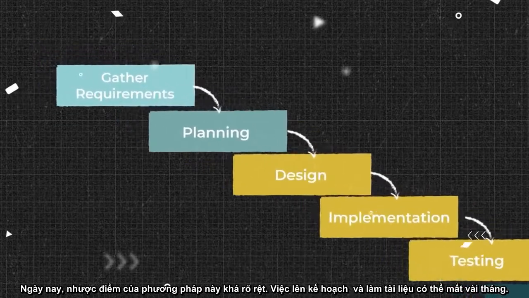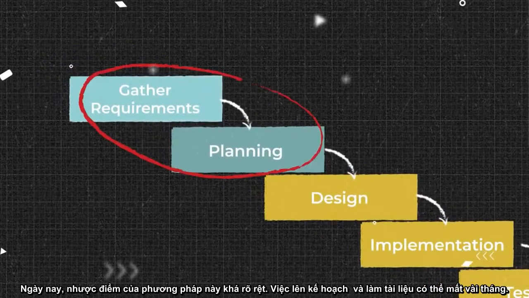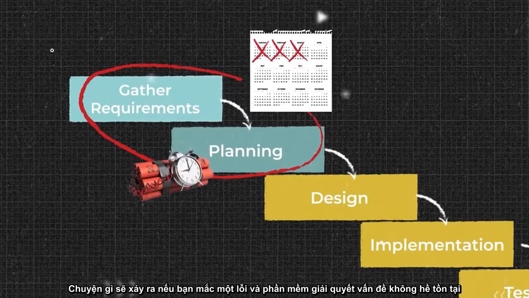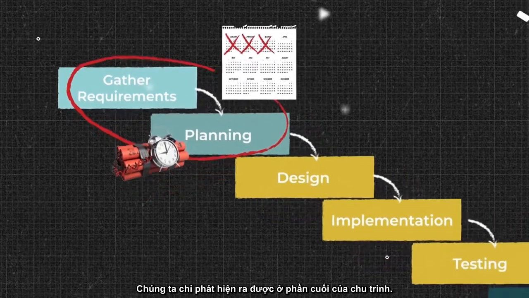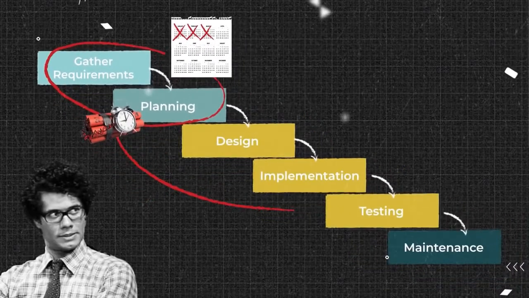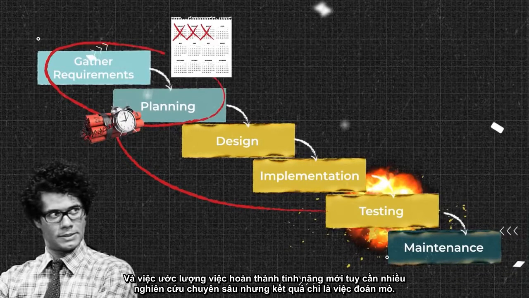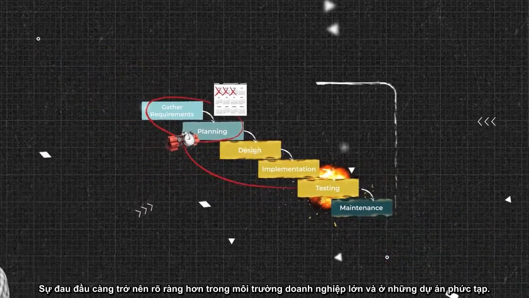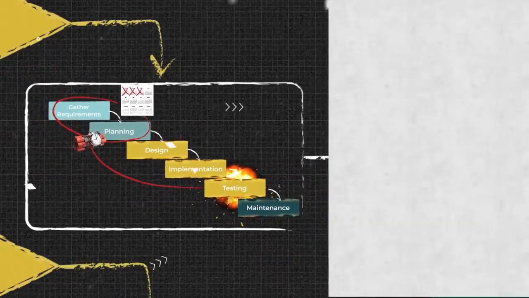Today, the drawbacks of this approach seem obvious. Planning and documentation could take months. But what if you've made a mistake and the software solves non-existent problems? This would then be revealed only at the end of the cycle, and estimating new features that need deep research was essentially guesswork. An additional headache became evident in enterprises and complex projects.